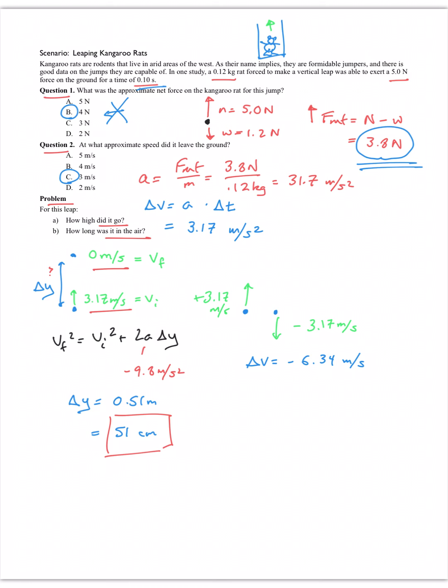And I can compute a time interval by saying the change in velocity is equal to the acceleration times the time interval. I know the acceleration, it's free fall, so it's negative 9.8 meters per second squared. I know the change in velocity, and so I can compute the time interval. If I do that, I get a time interval of 0.65 seconds. And again, that is comparable to values that we've seen in other situations for leaping creatures. On to the next scenario.